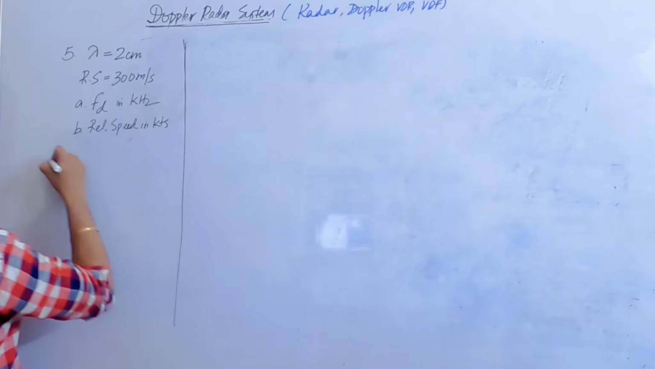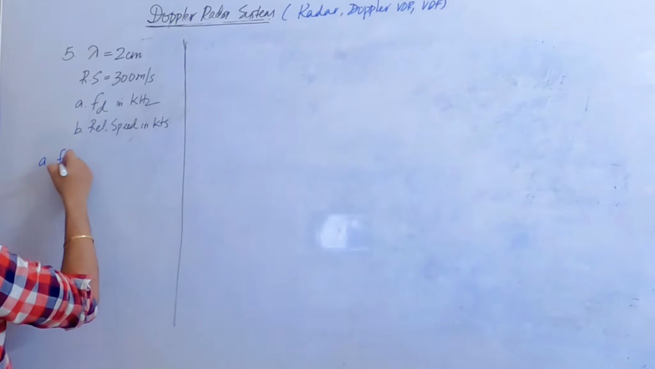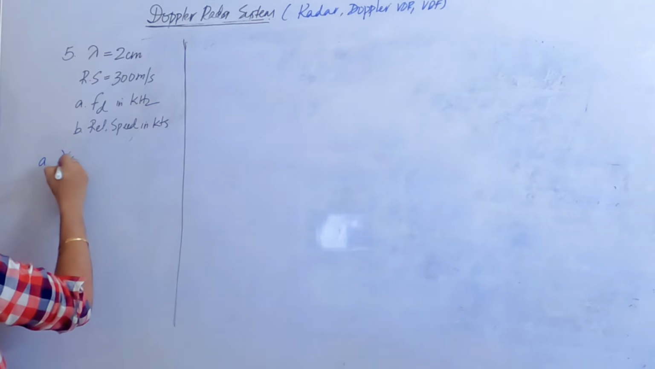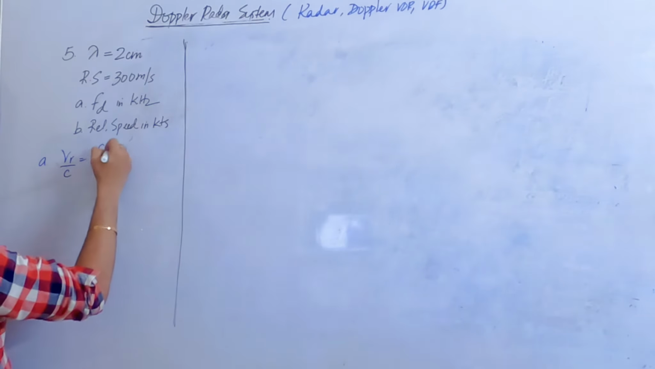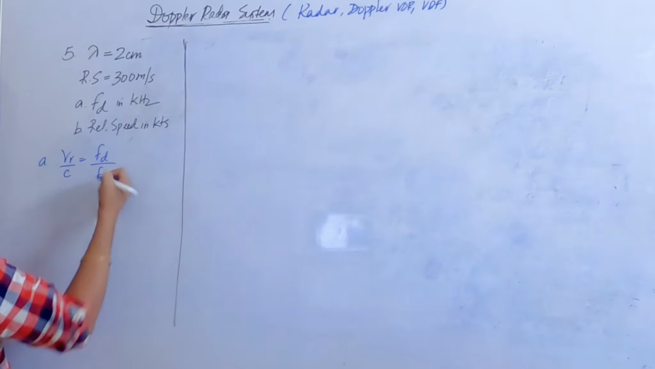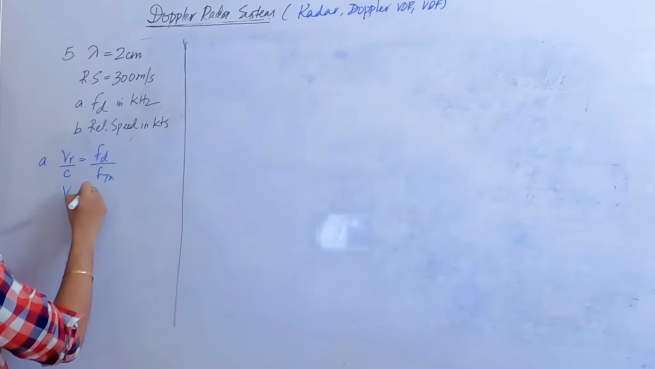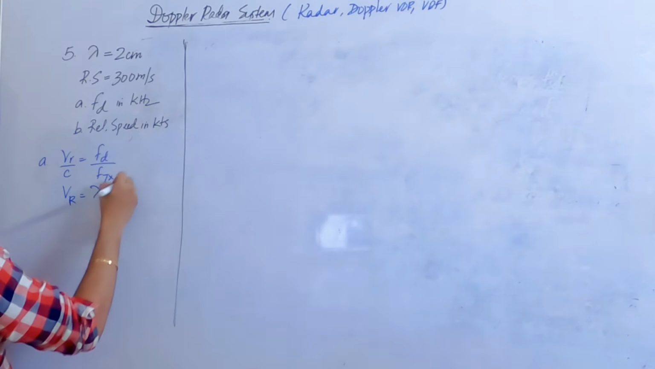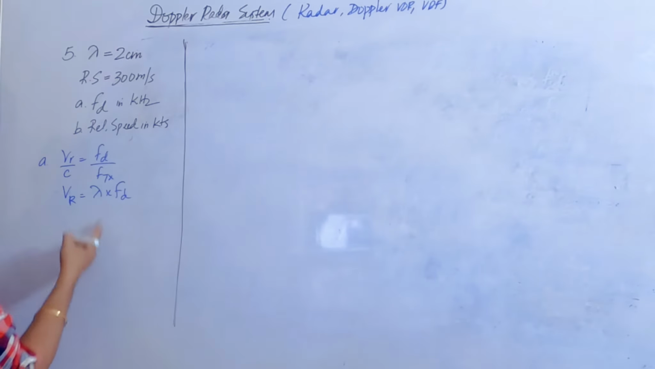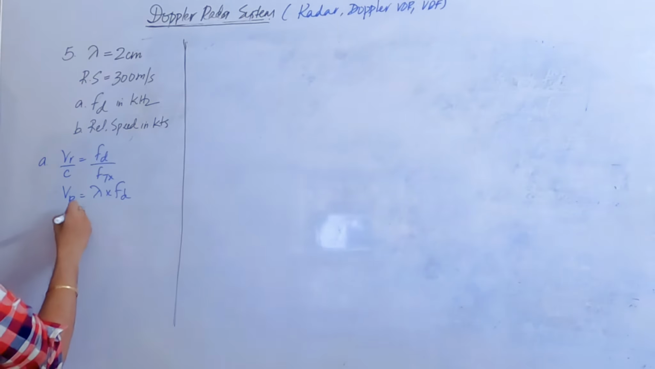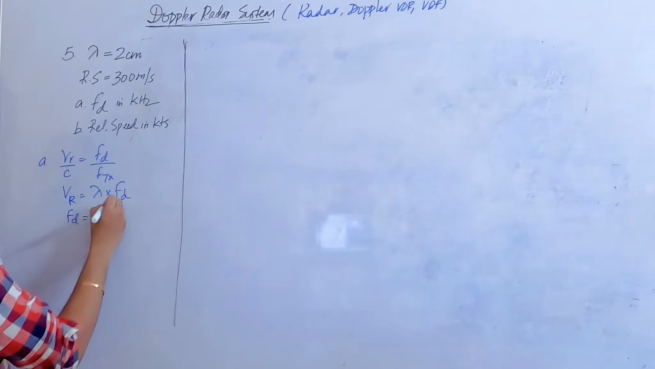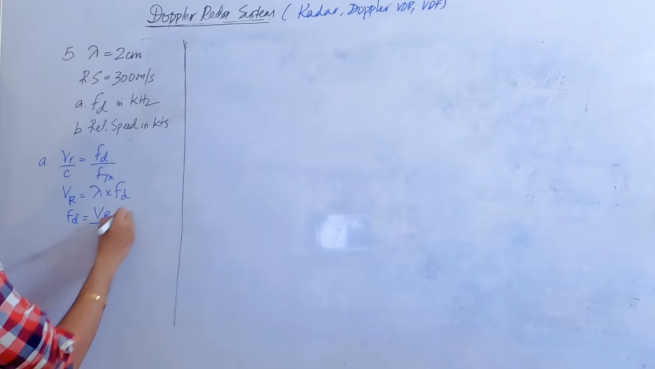So the equation is relative velocity by speed of light is equal to frequency shift divided by frequency of transmission. And here it is given wavelength. So remember the other equation? Relative velocity is equal to wavelength of transmission into frequency shift. It's very, very easy if you can use this equation. So frequency shift is equal to relative velocity divided by wavelength of transmission.